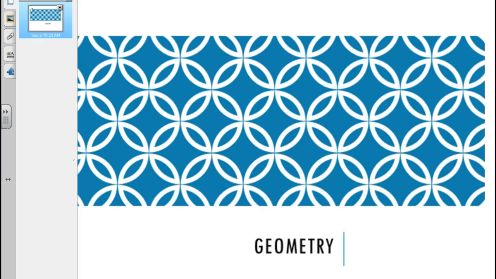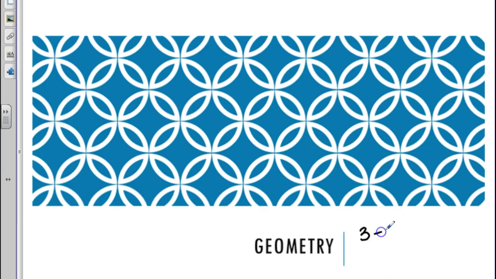So this is Geometry 3-2, angles and parallel lines. In the last section, we talked a little bit about when I have two lines and they're cut by a transversal and they don't necessarily have to be parallel. This time we are going to talk about the special thing that happens when lines are parallel. So it's like math magic.